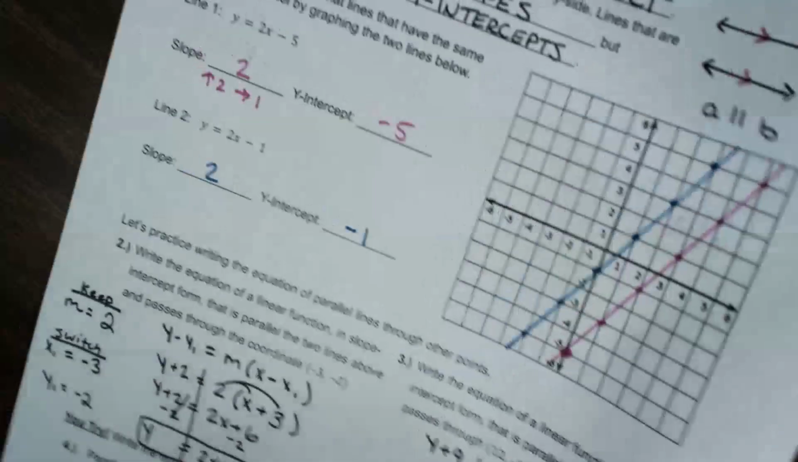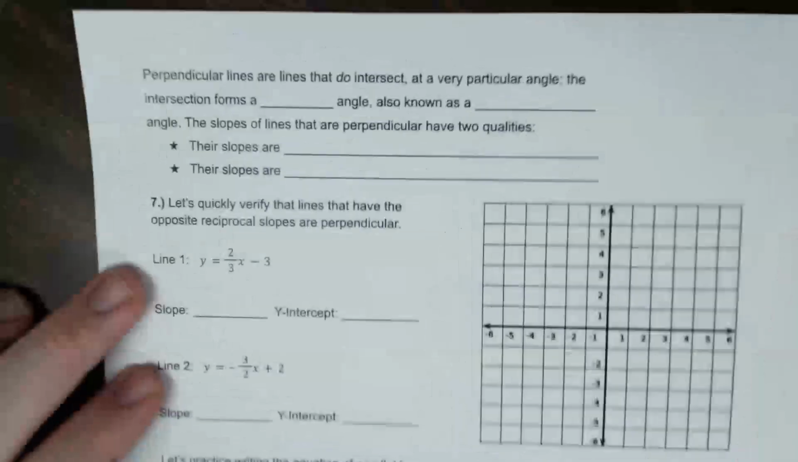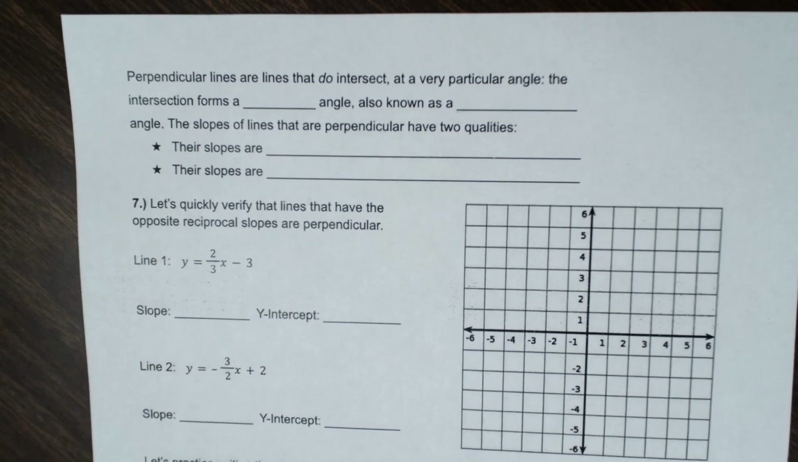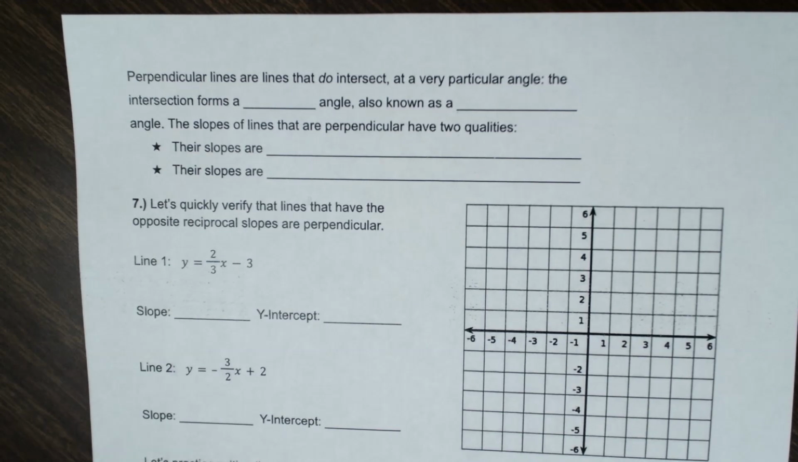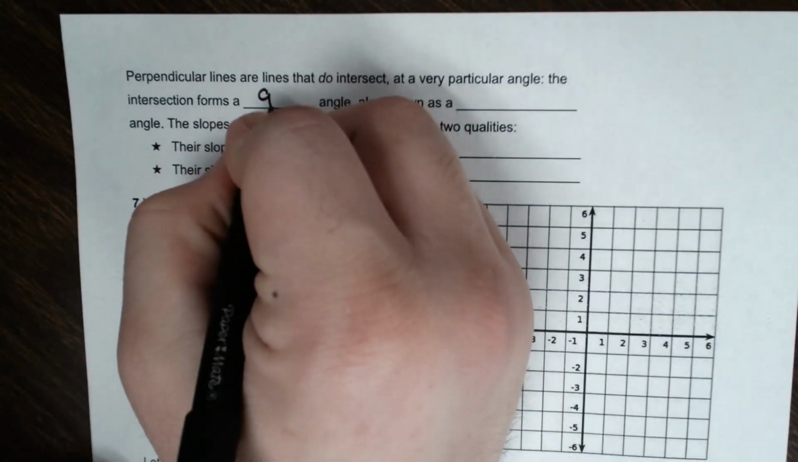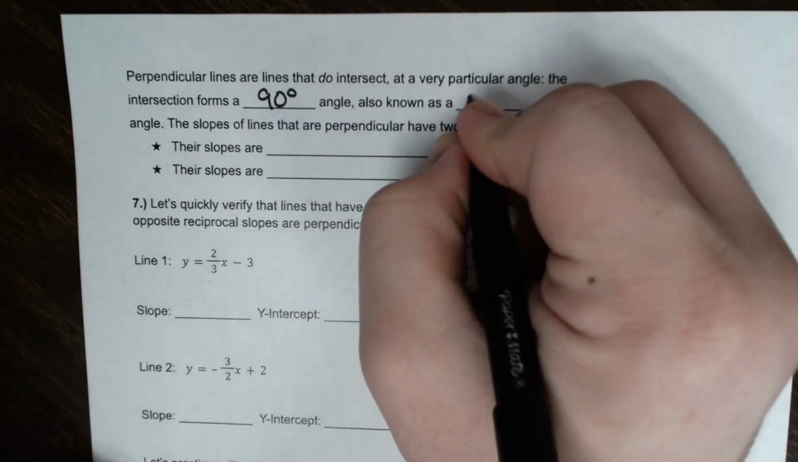On the back, let's talk about perpendicular lines. Perpendicular lines are lines that do intersect at a very particular angle. The intersection forms what? Yeah, it forms a 90-degree angle, also known as a right angle.